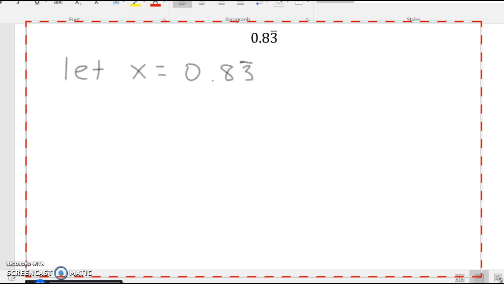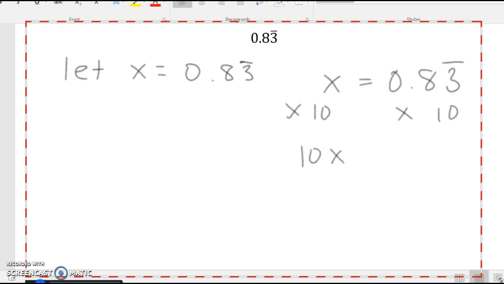And we're going to look at this equation and multiply each side by 10. So I'm going to show it over here. Times 10, times 10. And what that does, when you multiply something by 10, is it moves the decimal place over. So here we have 10x, and over here we have 8 point, and I'm just going to write the 3 a couple times, because we know the 3 is repeating.